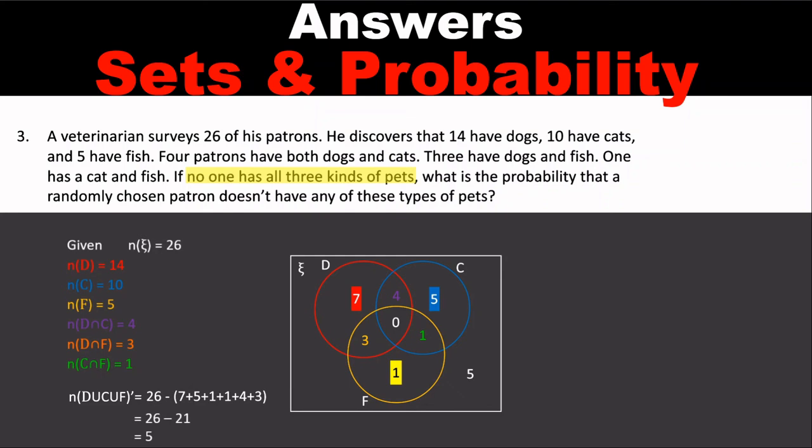So the probability that we randomly choose a person that doesn't have any of these types of pets, the number of people is 5. Out of the total number of people we're told in the beginning is 26, the probability of somebody not having a dog or a cat or a fish, remember that's our not symbol, is 5 out of 26.